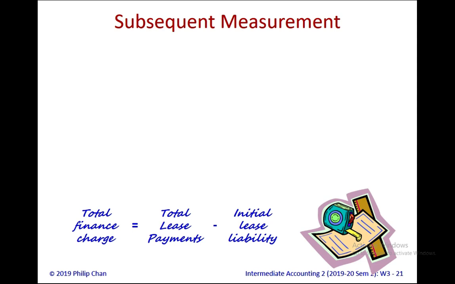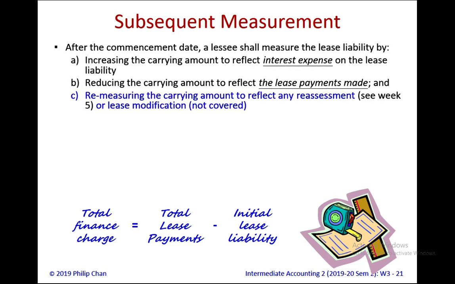Let's move on. So shortly after the commencement of the lease term, the lessee will recognize the lease liability as well as the right of use asset. Both items would change their values over the lease term. So we're going to look at subsequent measurement first. And the first item we're going to look at would be the lease liability.